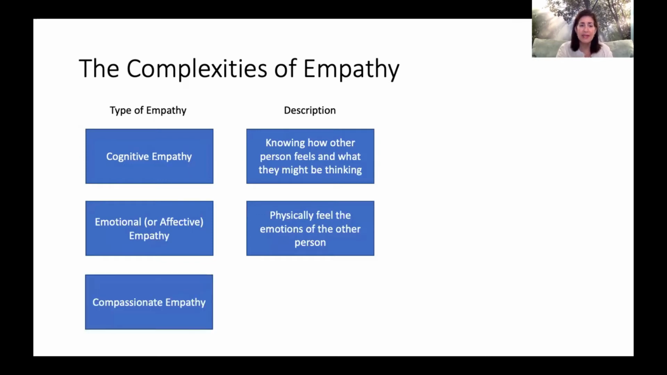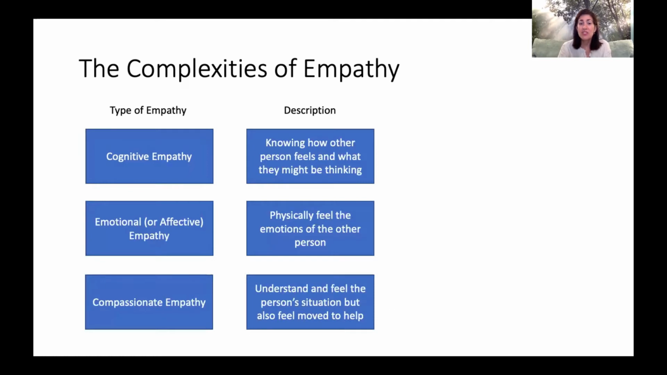And the third is compassionate empathy. A lot of people will always say the first two, but not everyone has this third one. I have some teachers that have added this topic in, compassionate empathy. So I like to think about this as a third one, which is you can both understand and feel the person's situation, but you also have some type of compulsion, some type of motivation to actually help the situation.